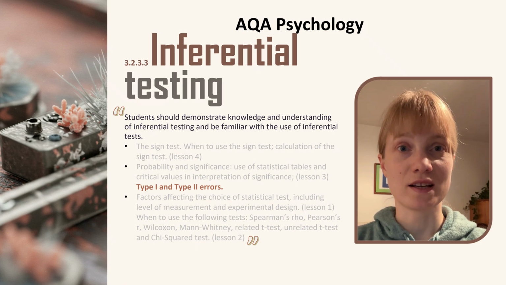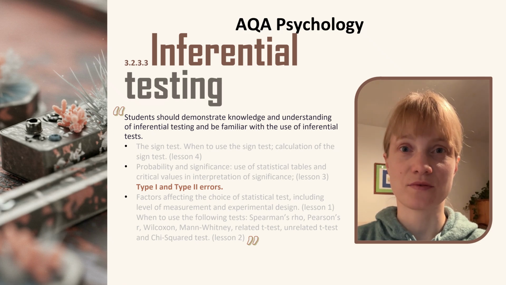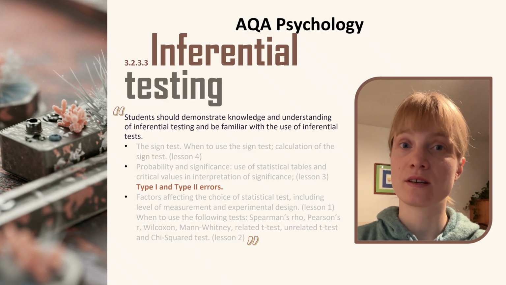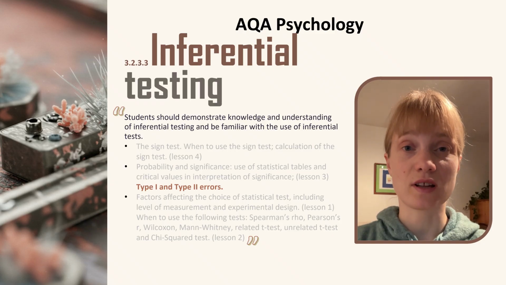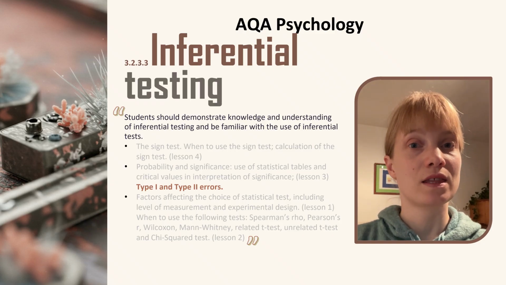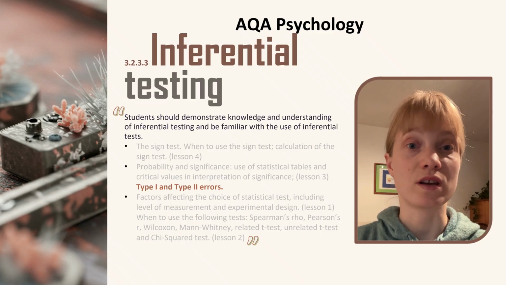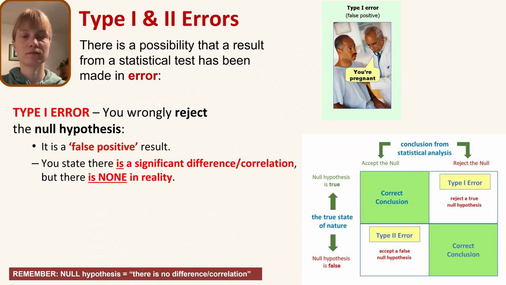This is my final lesson for the Inferential Statistics for AQA Psychology series. It's just a brief one covering Type 1 and Type 2 errors. Even when a test seems to show a clear result, there's still a chance that the result is wrong. This lesson explains the two possible types of mistakes researchers can make when interpreting significance.